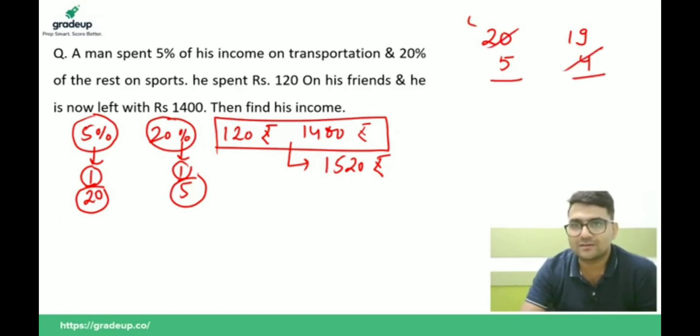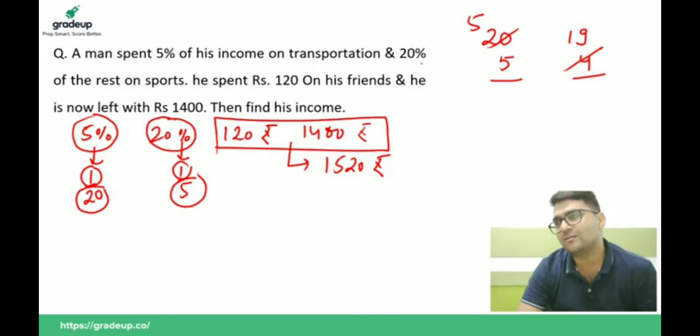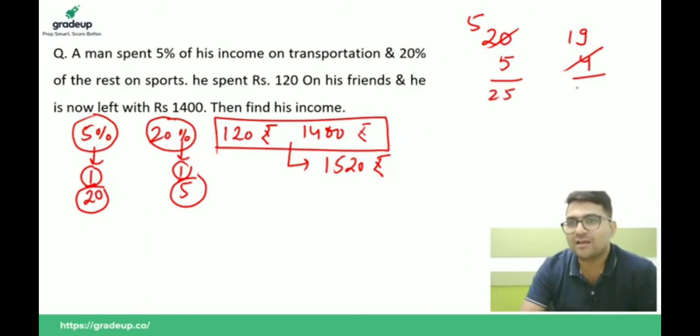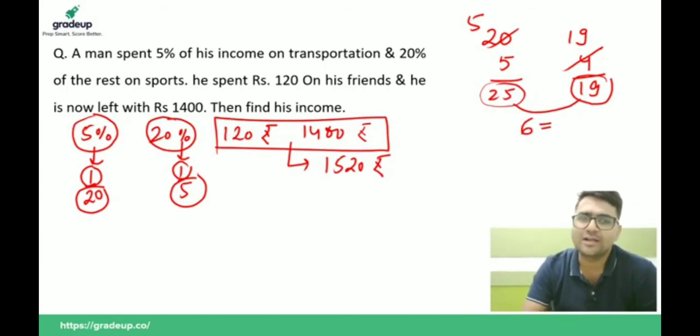Do you remember the method of successive discount? This is the same as that, it is the chain rule. 5 fives are 25, and 19. That means his initial income is 25 rupees. Now he is left with 19 rupees income. That means he spent 6 rupees.